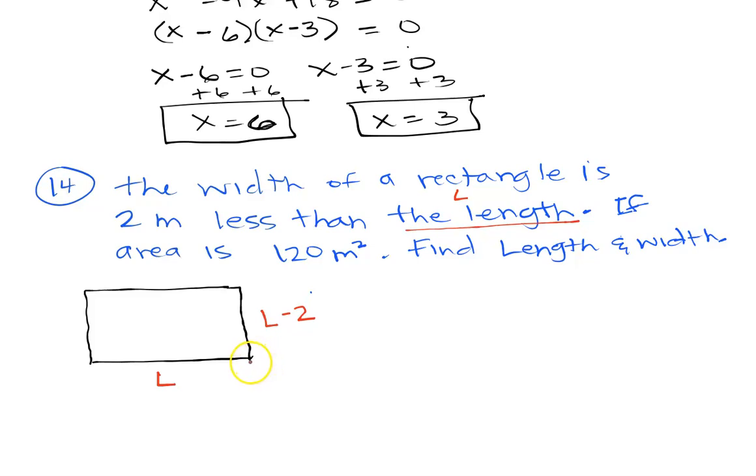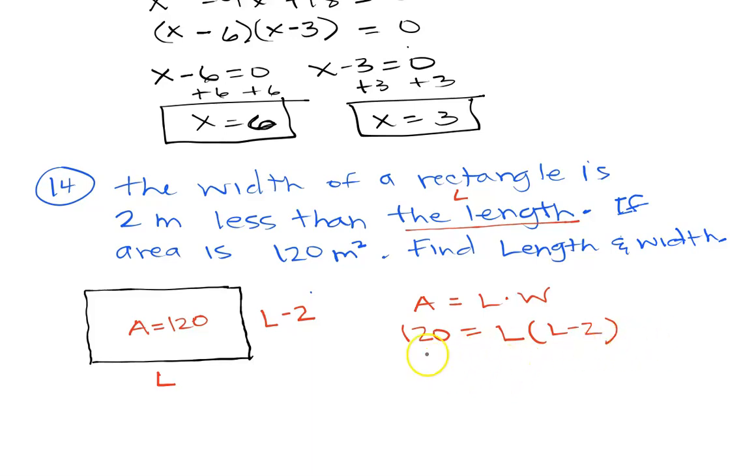Okay, is everybody okay with that? You could actually put L plus 2 and then L over there. It still would work out, but I think just the way this is saying it, less than means subtract. So I think that's how most people will write it. And we know our area is 120. The formula for area of a rectangle is length times width. So my area is 120, my length is L, and my width is L minus 2.